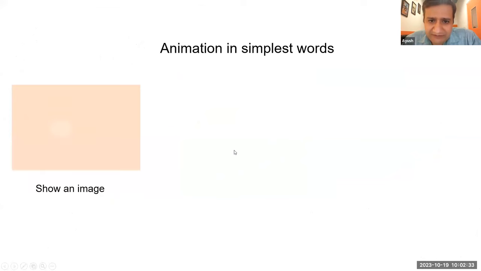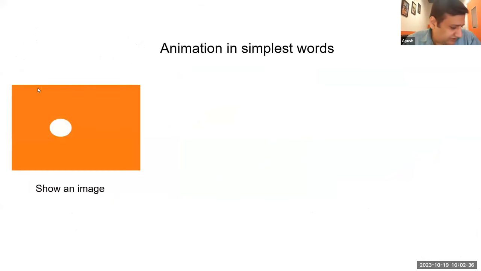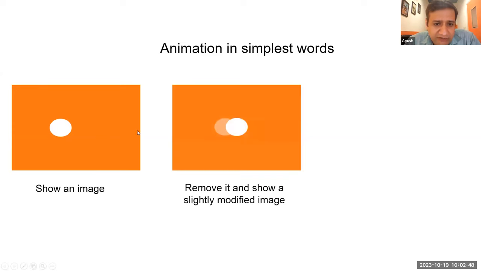Now, what we do in animation is, on a screen, we show an image, and then we remove that image and we portray another image just next to it. The new image and the old image are 99% the same. Almost everything is the same. Just some slight modification has been made. It could be the position of a thing has moved, or the size has changed, or the color has changed. Something has changed. And we keep repeating it.